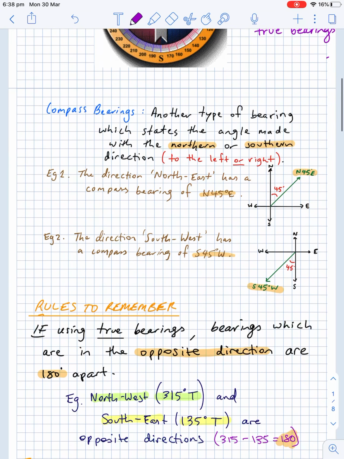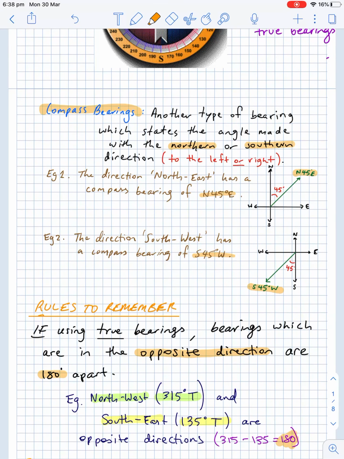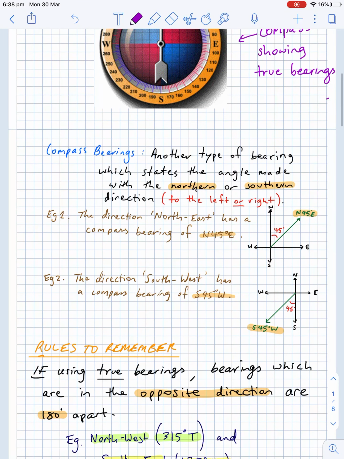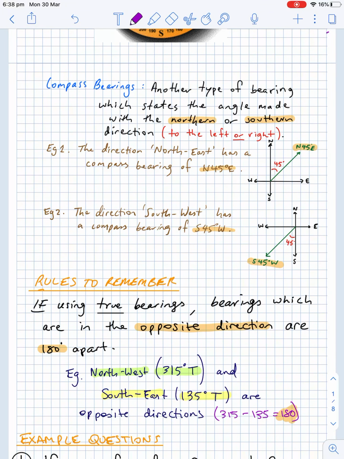Okay, so moving on, there's a different type of bearing, a compass bearing, which you need to be aware of. It's another type of bearing which states the angle made with the north or the south direction. The true bearing is always the angle made with north. However, compass bearings can be the angle made with the north direction or the south direction, and it can be to the left or right of that north or south line. So let's have a look at an example.